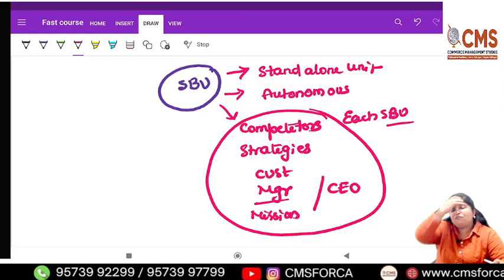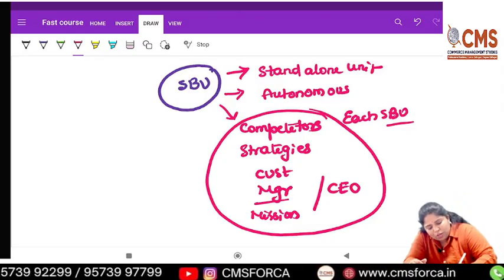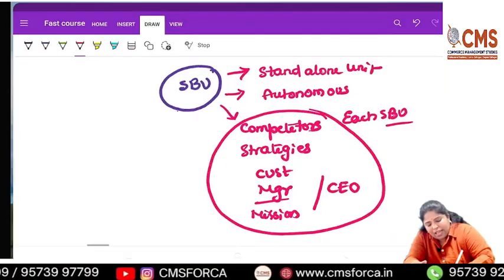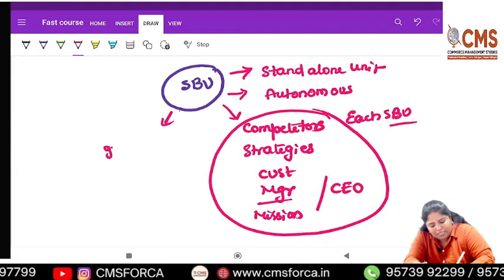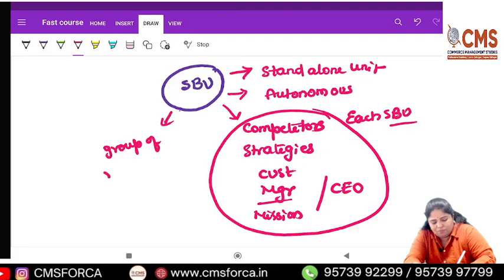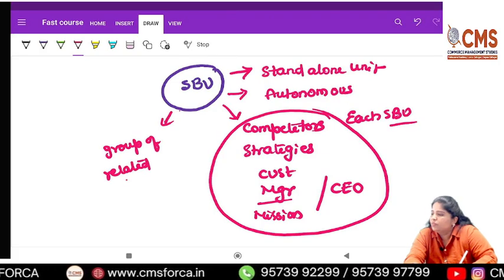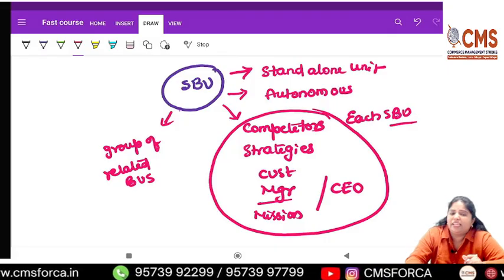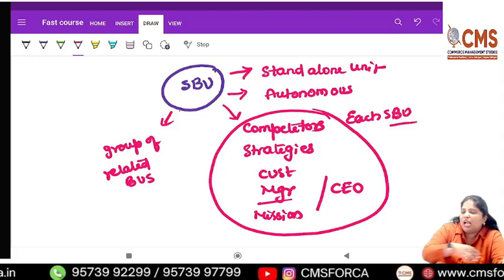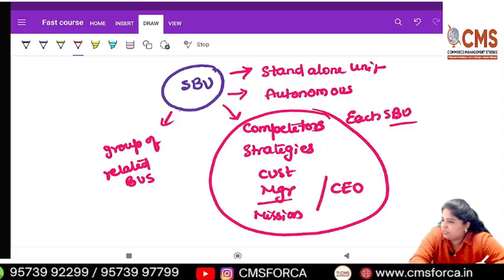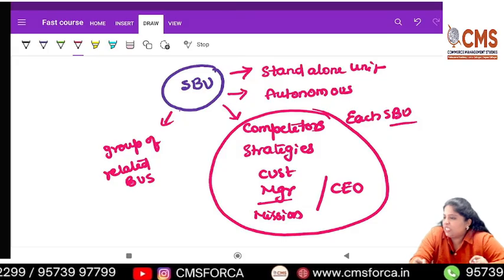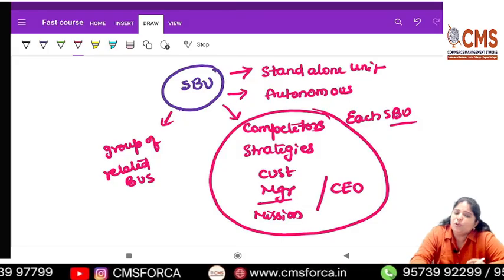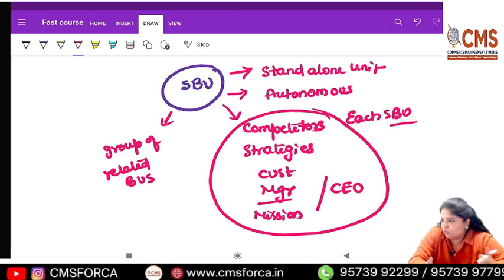An SBU can be defined as a group of related businesses. I'm putting down all the cluster of points here. Later we will try to segregate as we move further through the flow chart. First, understand what an SBU structure is. I'll give you an overview, then I will take you through the flow chart.